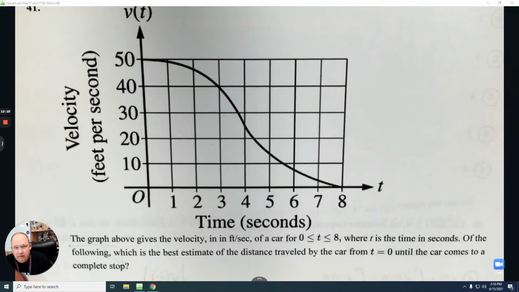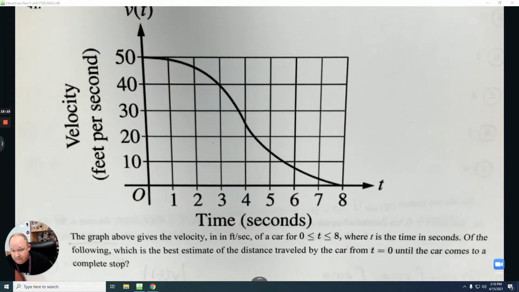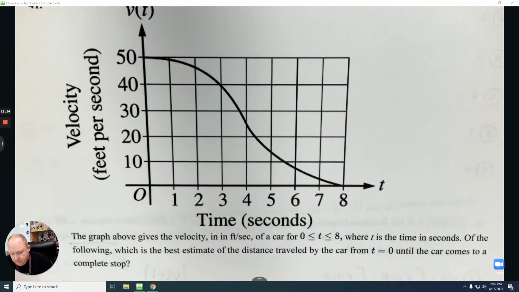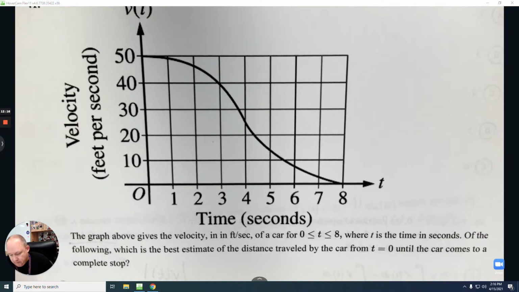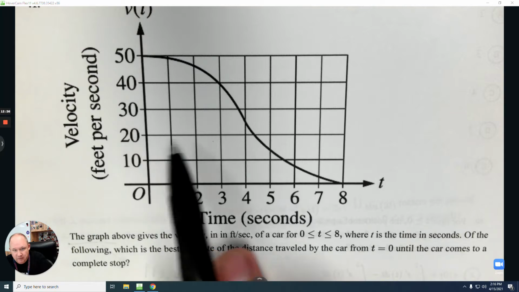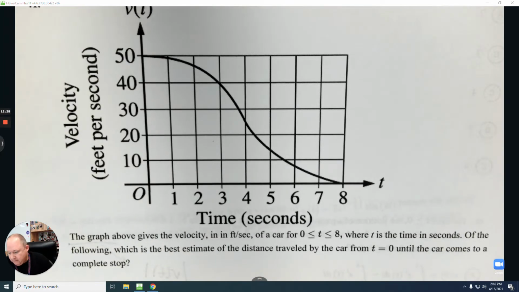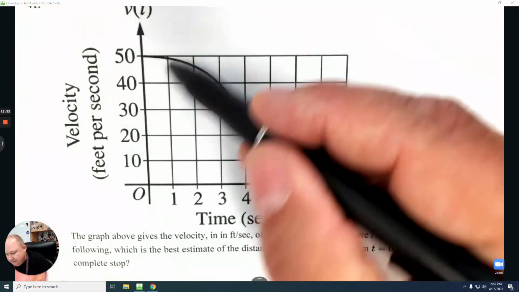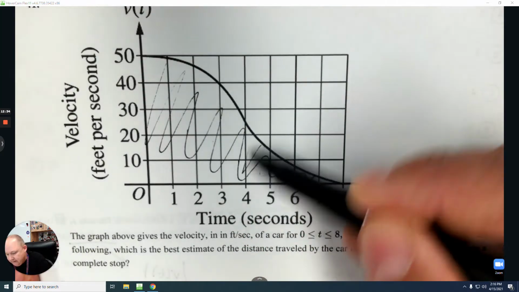In question number 41, you're given a velocity graph from 0 to 8. Of the following, which is the best estimate of the distance traveled by the car from 0 to when the car comes to a stop? So from 0 to 8, this is the rate the car was going. How do I take that rate graph and find the distance the car traveled? The answer is I need to find the area under the curve.